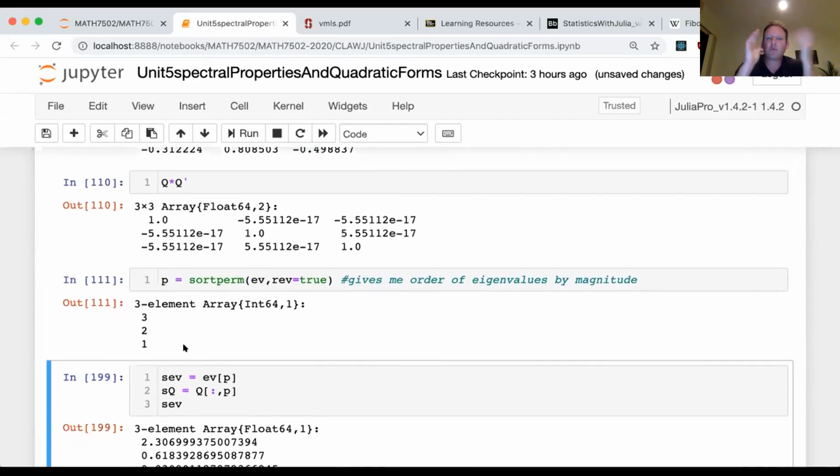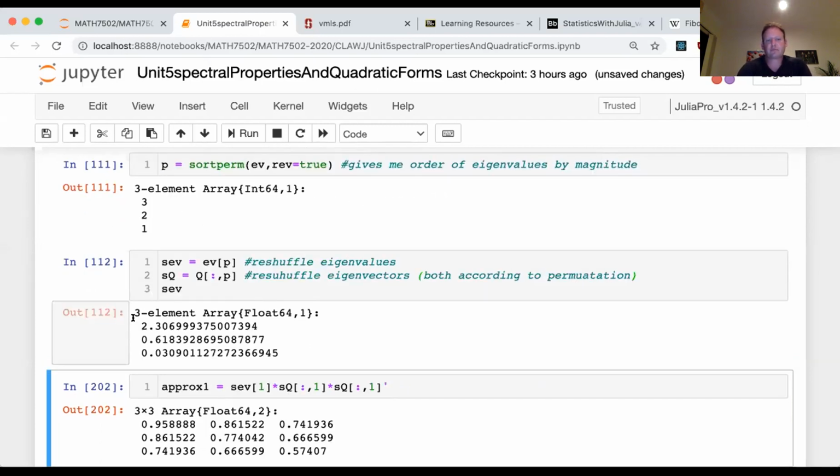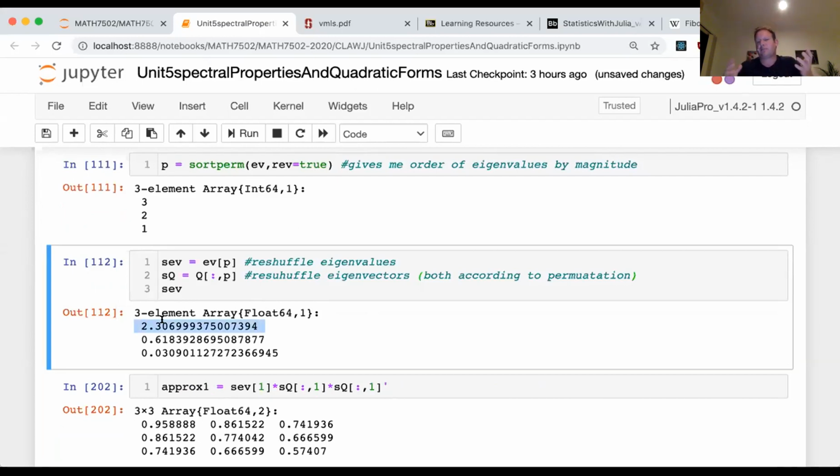So then what I'm doing is I'm reshuffling the eigenvalues. According to this permutation, this is reshuffle eigenvalues and reshuffle eigenvectors, both according to the permutation. So you see, I've just changed the order, because the order is something kind of arbitrary, but I want the first to be the largest.